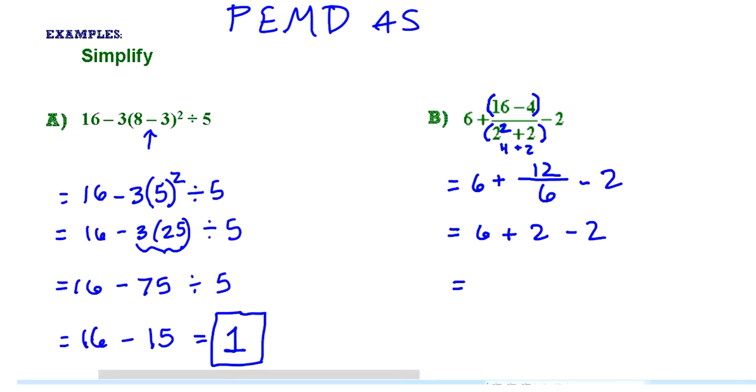And now you can go from left to right with addition and subtraction. So we'll have this first, right? 6 plus 2 is 8 minus 2. And of course, it ends up at 6. And this is the answer for B.